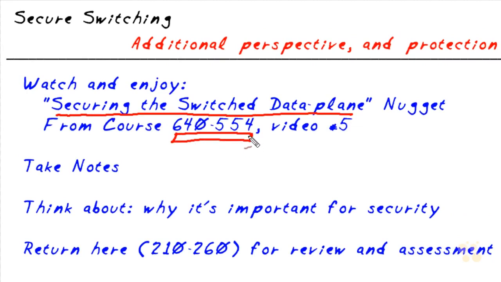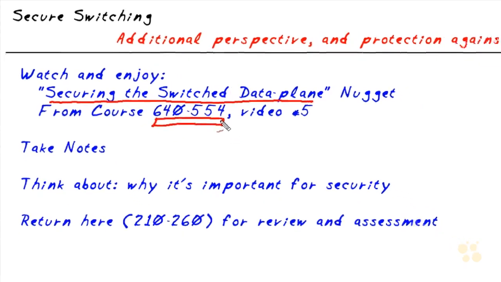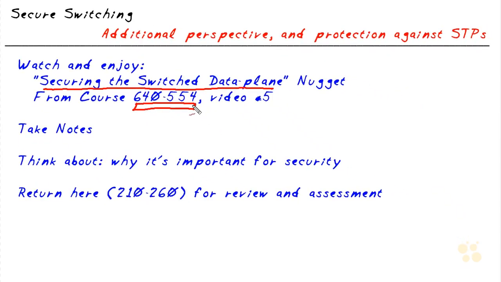As I reviewed that video, I thought, oh my gosh, there's some awesome content here that is extremely valuable, not only for certification for the current CCNA Security, but also some really good best practices for the real world as well. So it's a win-win situation. That nugget called Securing the Switch Data Plane is from the course 640-554. It is video number 5.